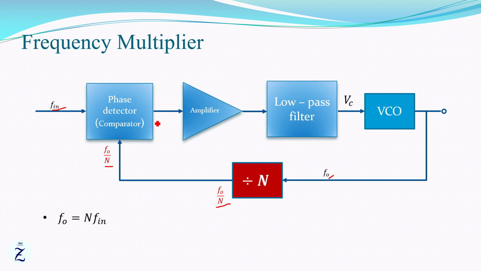Here this PLL circuit will try to minimize the error signal, and it will be locked when the error signal is minimum. At this point, that is when the circuit is locked, the incoming signal frequency will be equal to the frequency available here, which is F0 divided by N. Hence, we can say that Fin is equal to F0 divided by N, or F0 is equal to N into Fin. This is the principle of the frequency multiplier using PLL.